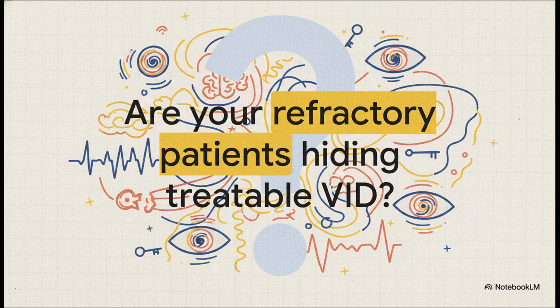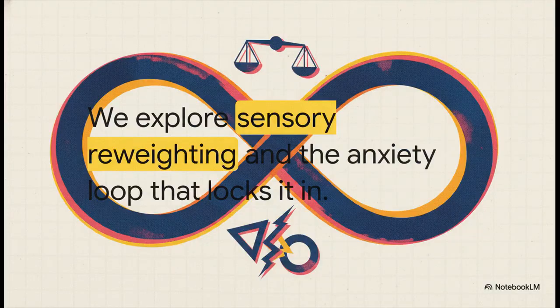As we wrap up this foundational overview, I want to leave you with a somewhat provocative thought about your chronic or refractory patients. Are some of these frustrating, stuck cases actually just hiding this highly treatable visual reliance syndrome? If a patient's recovery has plateaued, reevaluating them for VID might just be the exact key to unlocking their rehabilitation. In part 2 of this explainer, we open the mechanism: sensory reweighting, the 3-sensor conflict, the cortical motion network, and the anxiety loop that locks it in.